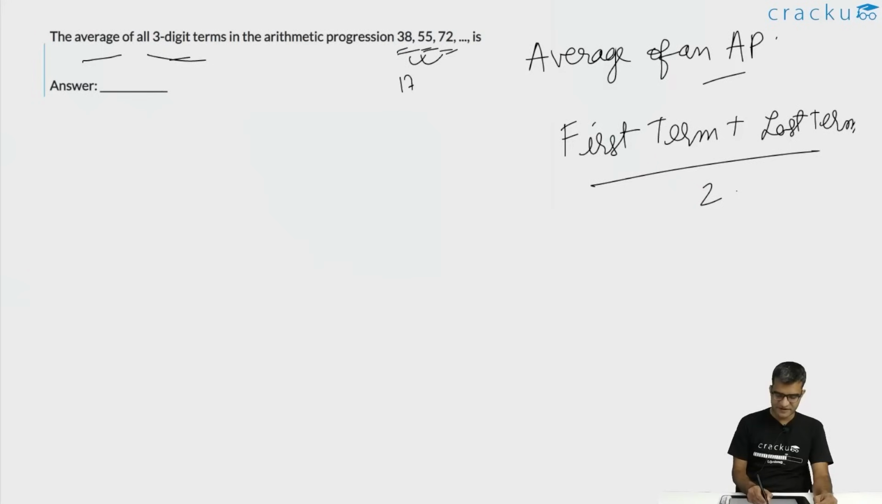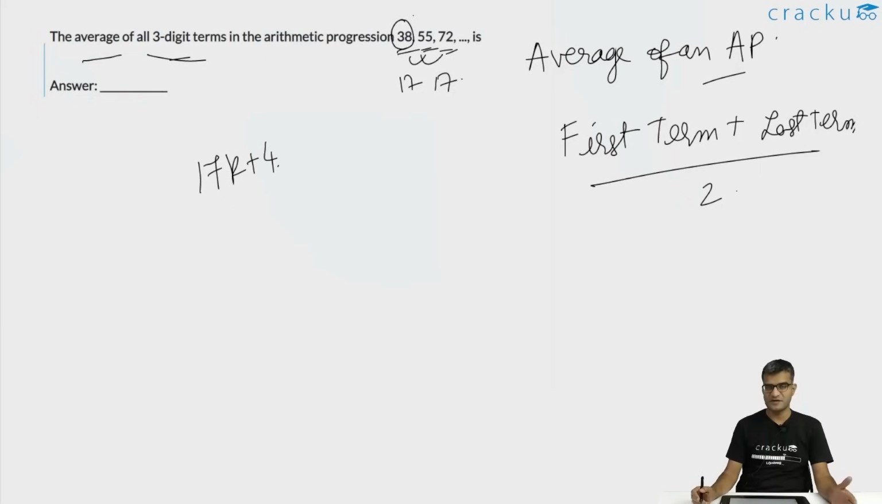So the difference is 17. So each term of this arithmetic progression is of the form 17k plus 4. Because 38 is 34 plus 4, and 34 is a multiple of 17. Then you add 17 to it, 55 will come. 55 is 51 plus 4. Then you get 72. 72 is 68 plus 4. So every term is of the form 17k plus 4.